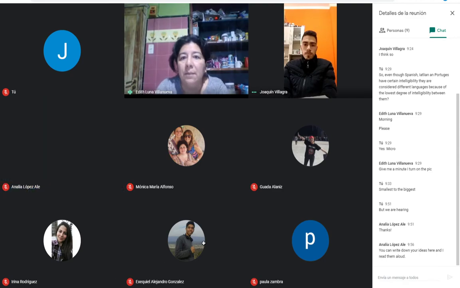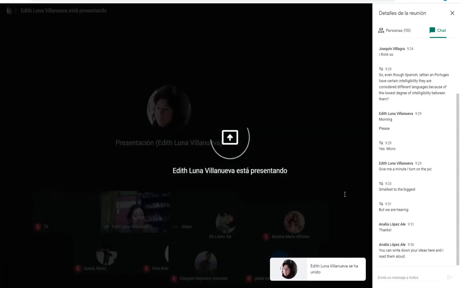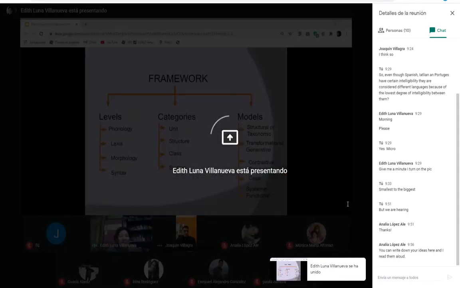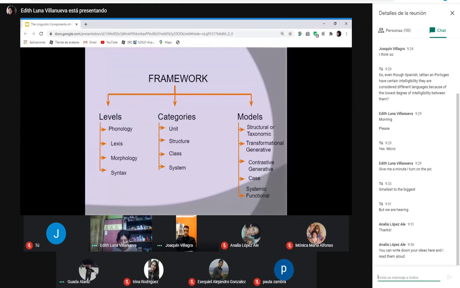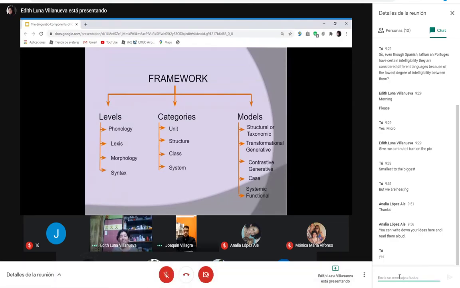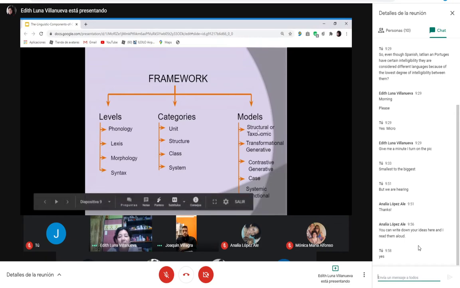And you thought contrastive grammar was fun and nice. No, today we have theory to discuss. Okay, are you able to see the framework again? Yes. Okay. So let's move on.